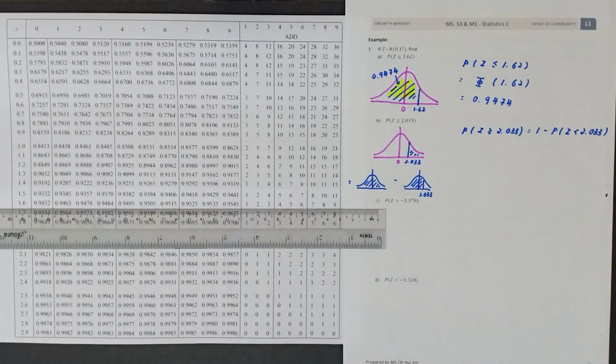Can you get that? Yeah, I hope that you can get that. I mean, it's very hard for me to really know whether you understand it or not, but yeah, try to get it lah.